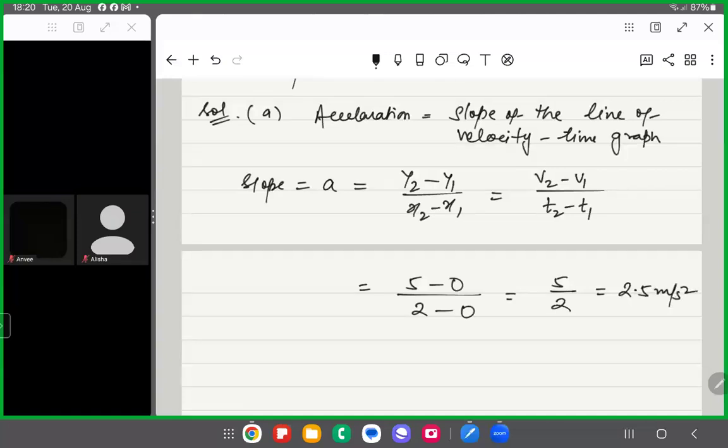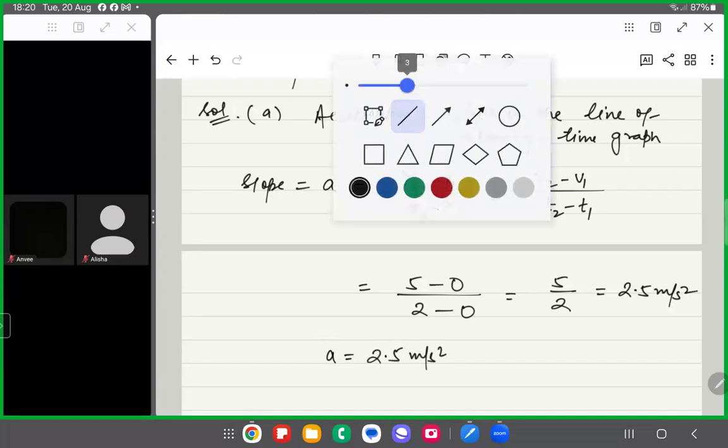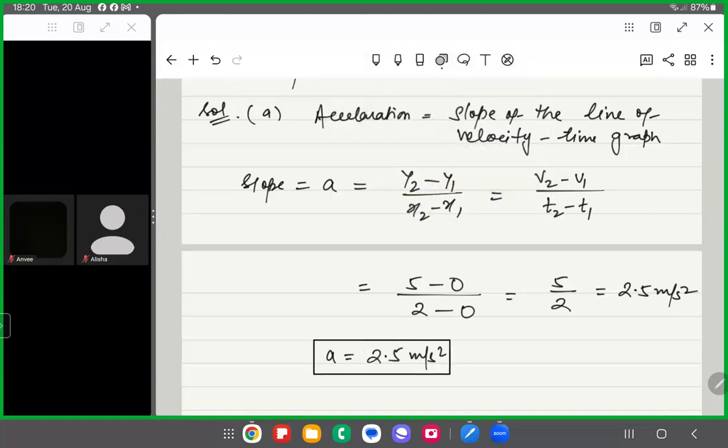So the slope of a velocity time graph will give you the acceleration. Why acceleration? Because change in velocity with time is acceleration. Is that clear? So what will be the acceleration here for this motion of the body? That is 2.5 meter per second square. So this is your answer of the first part. Is that clear to both of you? Yes or no?